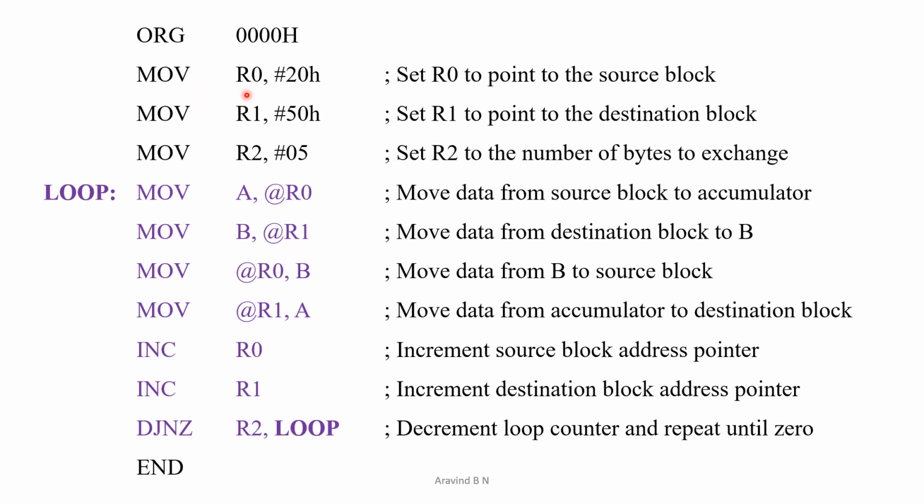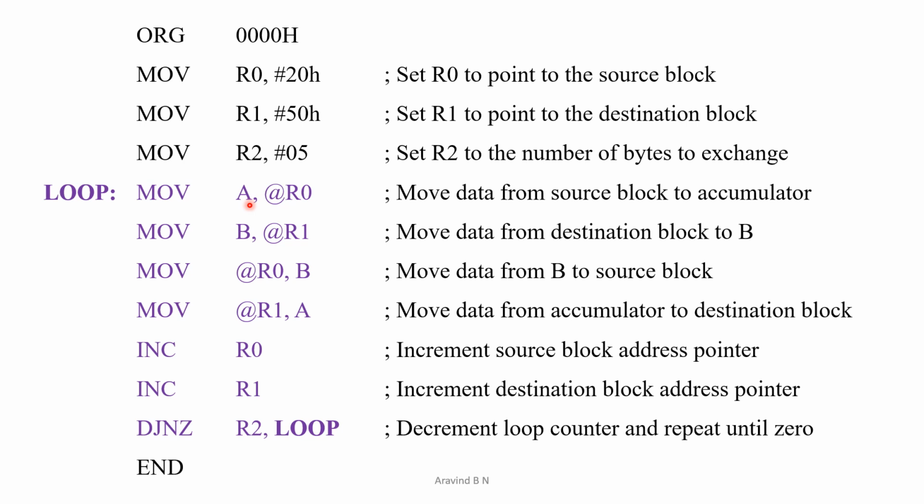So MOV R0, #20H, the source memory value will be stored into the R0. MOV R1, #50H, the destination memory location value will be stored to the R1. Then how many values we need to make the movement? That will be in the R2, that is MOV R2, #05H. Then MOV A, @R0. So the value stored in the memory location pointed by the R0, that is nothing but the memory location 20H, is now moved to the accumulator.